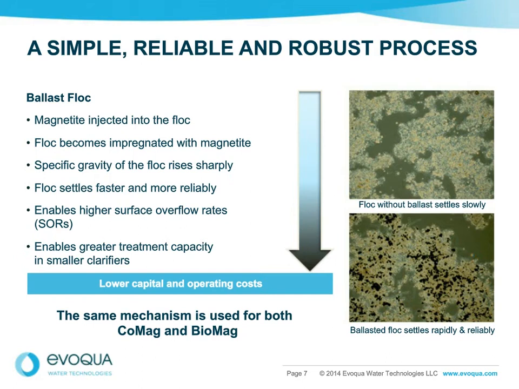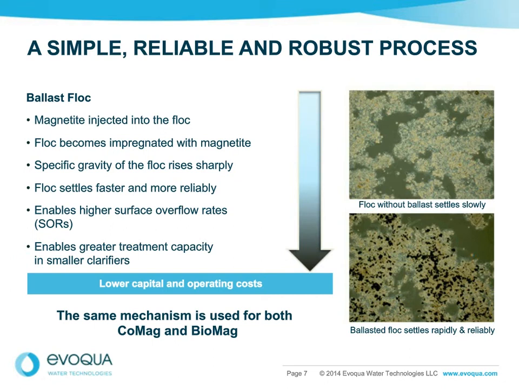Now, this process, as I mentioned earlier, is very similar with COMAG or BIOMAG. If you look at the two microscopic pictures on the right there, you'll see floc particles, and in the lower right is a floc particle with the magnetite impregnated in it, and on top after recovery. So as you can see, it's still very similar floc characteristics as you normally would have with a chemical floc or biological floc. We're just peppering it with magnetite to increase its specific gravity.